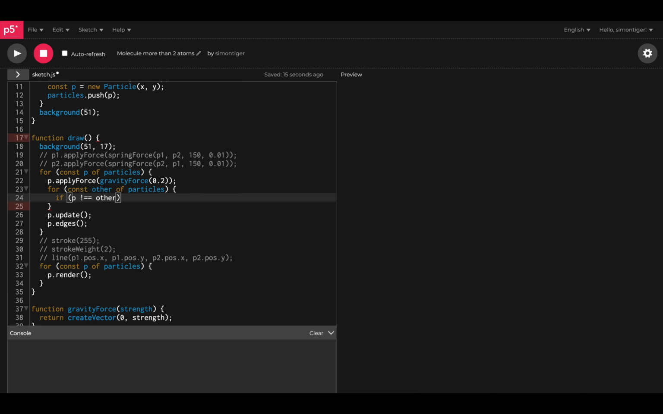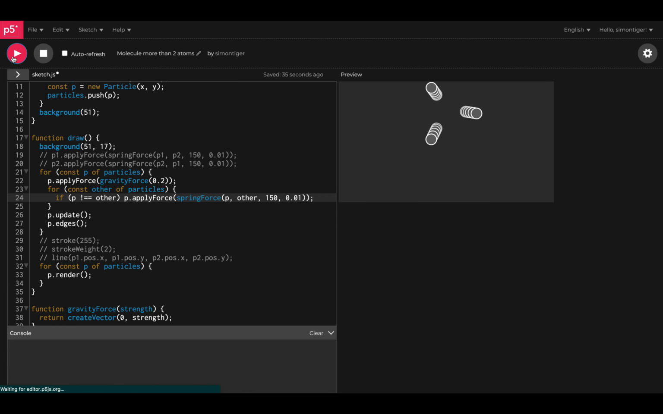I'm gonna do P dot apply force, spring force, P other, and what was its length? 150 and 0.01. So let's do this. So now it's going to apply the spring force. So you can see they're springing around.